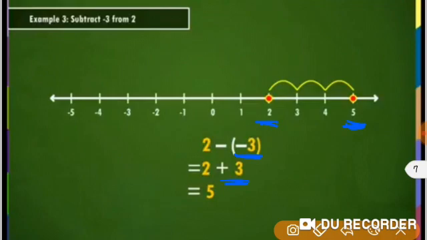Hence, to subtract an integer from another integer, it is enough to add the additive inverse of the integer that is being subtracted to the other integer. This is another way of doing it. So that was all for subtraction of integers.